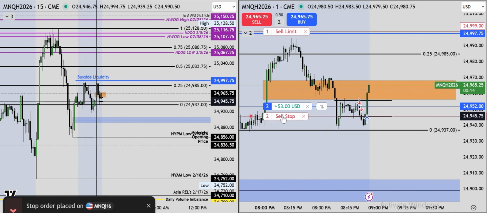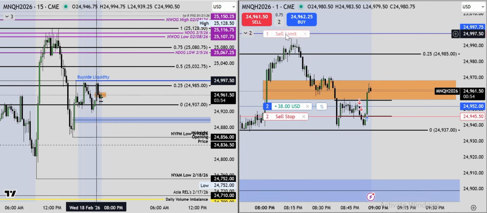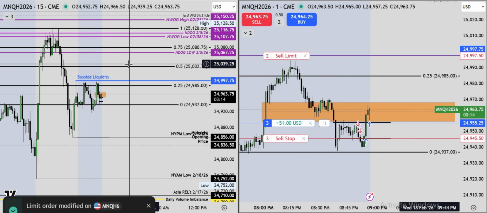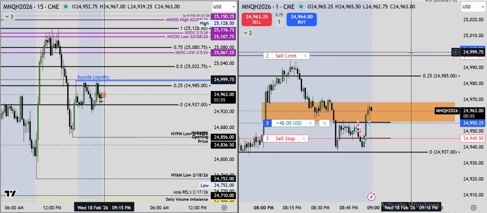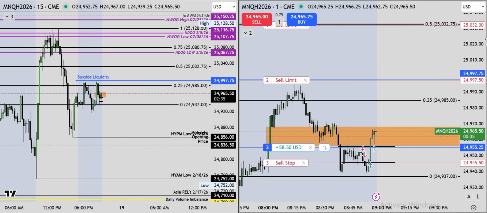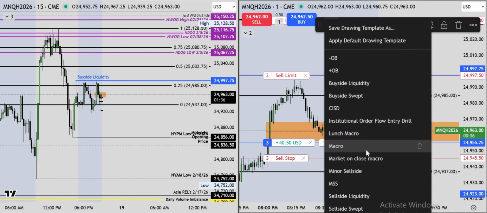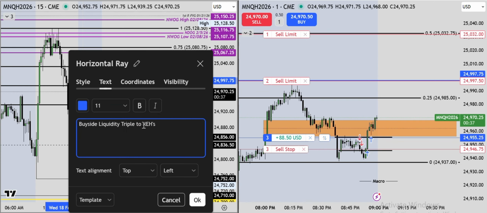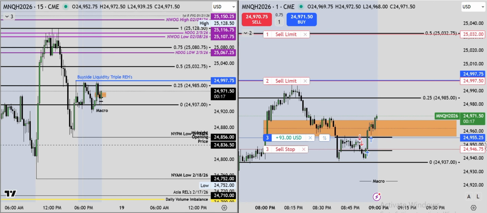I switch my position and I enter as we push into that inversion fair value gap. I add a final and third contract in a fair value gap on the 1 minute. And when I looked at this trade idea, there's a triple top of relative equal highs, and you see me annotating it there on the left hand side. My eye had been gravitating to that.